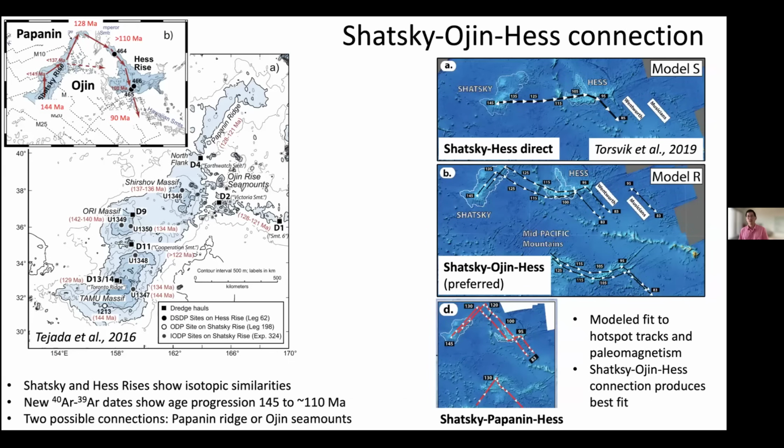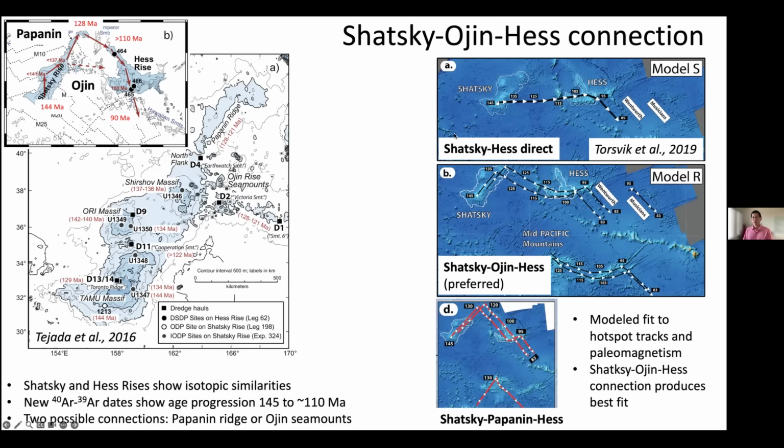Now, looking at some of the recent work for the Shatsky rise and Hess rise, there are two possible connections between the Shatsky rise and the Hess rise. The first is this Papanan Ridge, and the second is this more southerly connection along the Ojin Seamounts. Now, some of this more recent work indicates that the Shatsky and Hess rises both show isotopic similarities. And we can also see there are new argon-argon dates that show an age progression from 145 to 110.